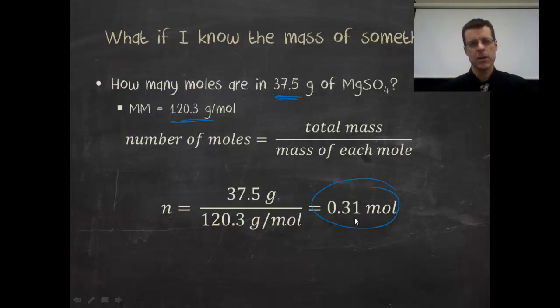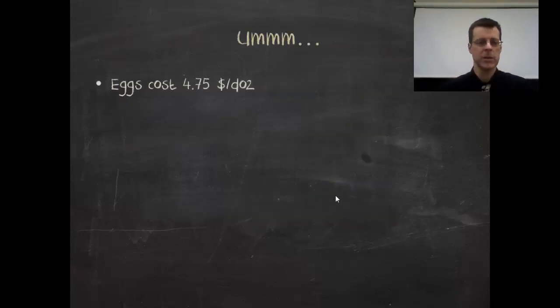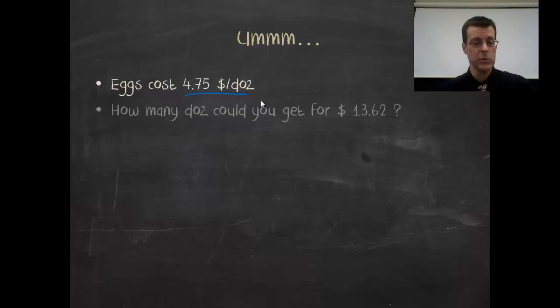Now that might be a little bit confusing, so let's kind of take a little bit of a side trip and think about something in a different way. Think about something a little bit more familiar. Let's say that eggs cost this. I don't know if they do, and that doesn't really matter. If I had $13.62, how many eggs could I get? Or how many dozen eggs could I get?